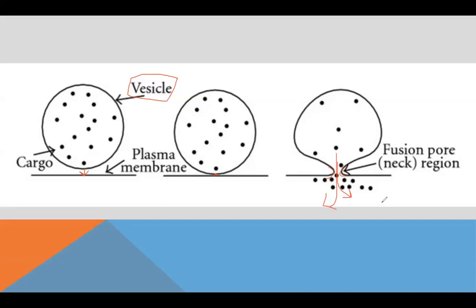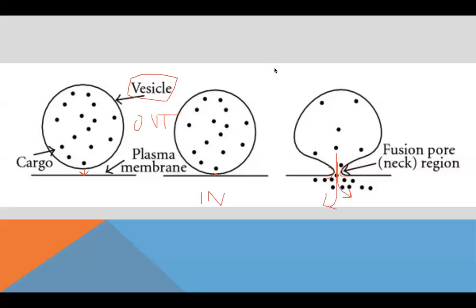And again, you could also run this in reverse. If this is outside of the cell and this is inside of the cell, then this would be a vesicle that is dumping its cargo into the cell. You can also go the opposite direction, from inside to outside, the exact same mechanism. A vesicle, which is a bubble of membrane, fuses with the cell membrane and dumps its cargo, from inside to outside.